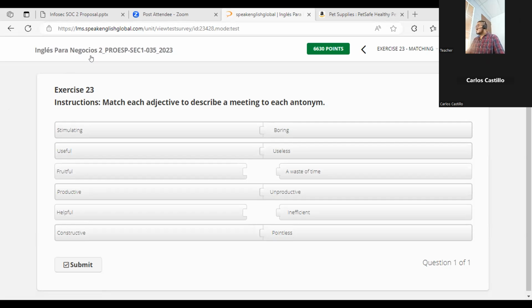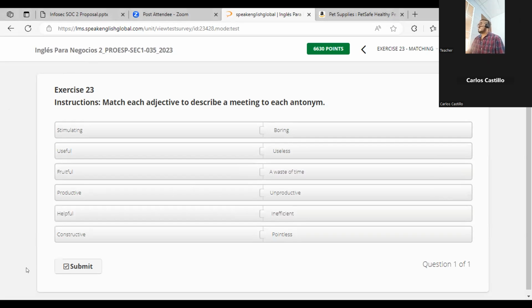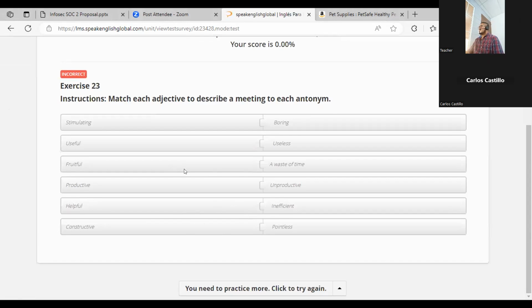I don't know if anybody else is having the same trouble. I said, let's go ahead and do fruitful, waste of time, and helpful, inefficient, just as it is. And I went ahead and got zero. So I said, probably fruitful should be inefficient, and helpful should be a waste of time.